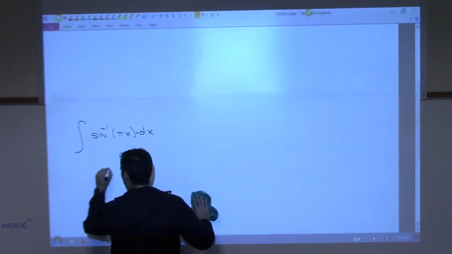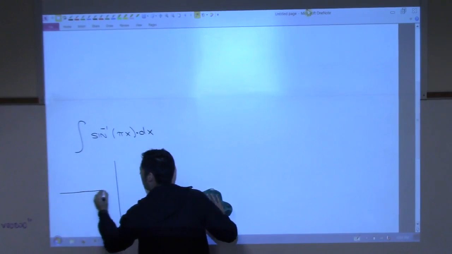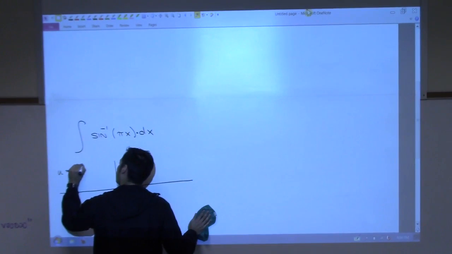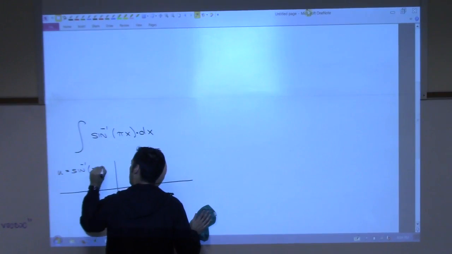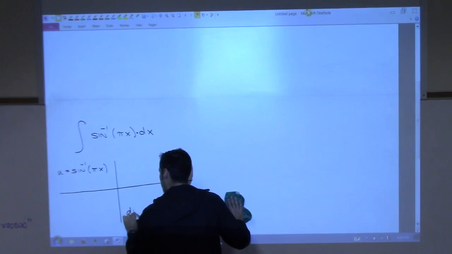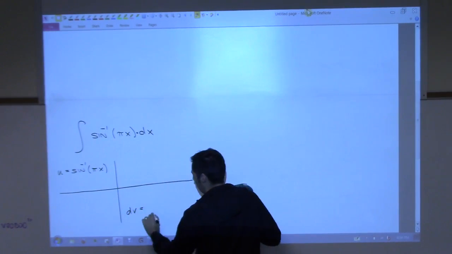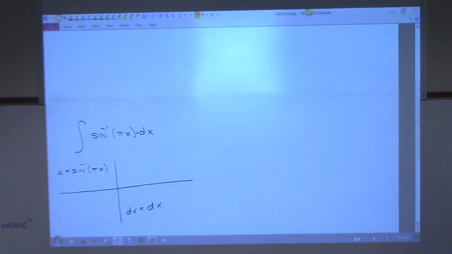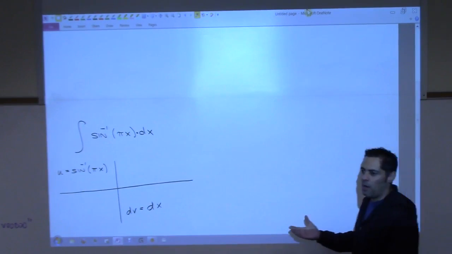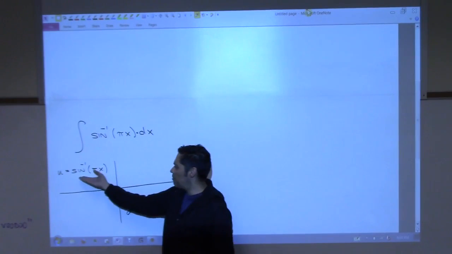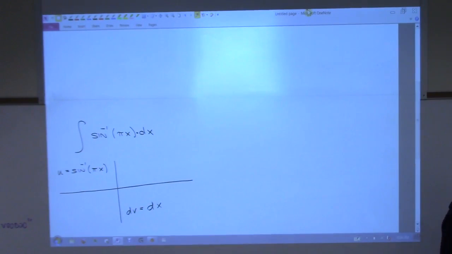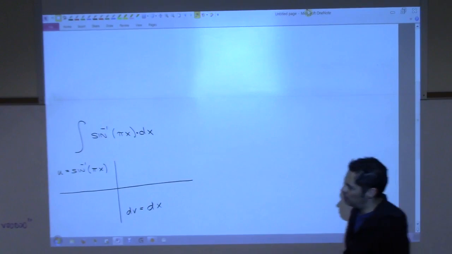Yeah, you really only have one choice for the u. The u is going to be arc sine of pi x. You've got to grab the whole thing, and that forces your dv to be dx. So this is very much like the last one, right? Your only hope of doing this problem is if you know what the derivative of this is. But we do, right? We know the derivative of arc sine? Okay, so let's see.